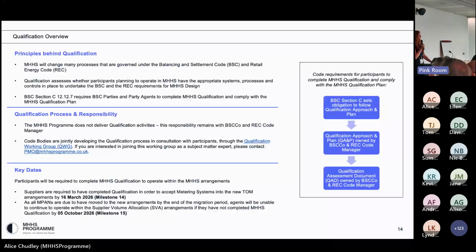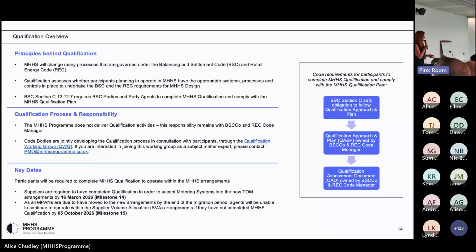Okay, so we've been undertaking the development of that through the qualification working group. That's an open group, anybody can join it. If you wish to join it, then please approach the PMO. I can see a number of you that have already been participating in that group. Essentially, that's what we're going to be developing the approach and plan through. We've already got onto the first version of that plan, and then the subsequent lower level requirements as well.